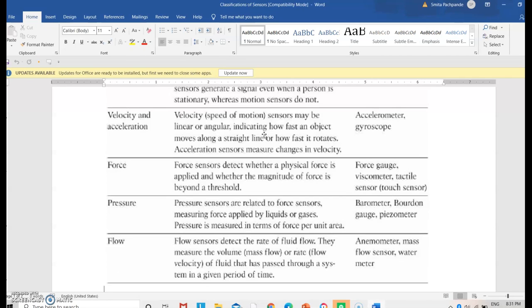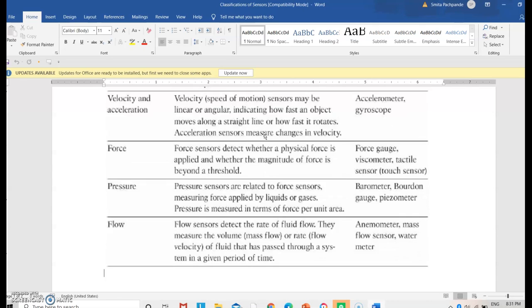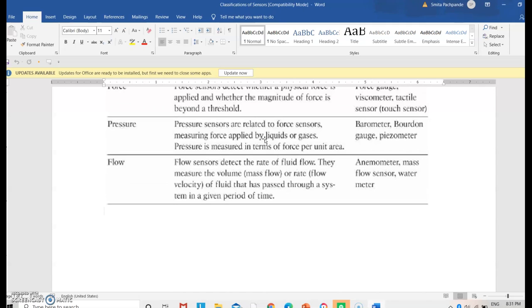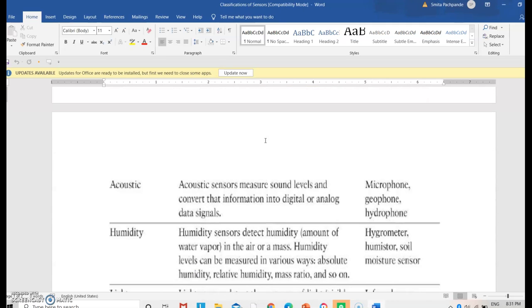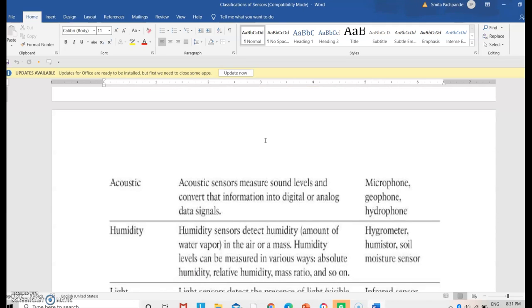The next one is the flow sensor. A flow sensor detects the rate of fluid flow. It measures the volume or the rate of fluid that passes through a system, for example, a mass flow meter or a water meter, which is normally installed in our houses. The next one is the acoustic sensor. An acoustic sensor measures the sound level and converts that information into a digital or analog signal, for example, the microphone which I am currently using.